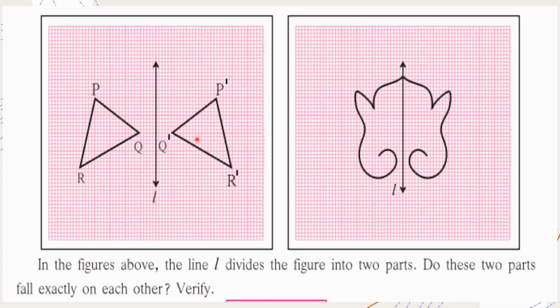So in the figure above, the line L divides the figure into two parts, and do these two parts fall exactly on each other? You have to verify this.